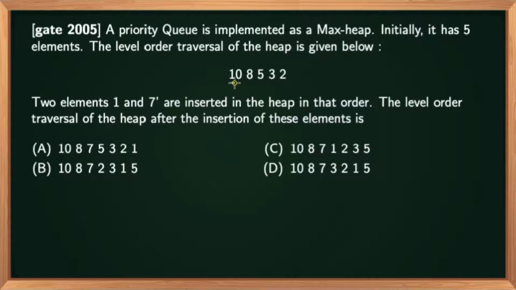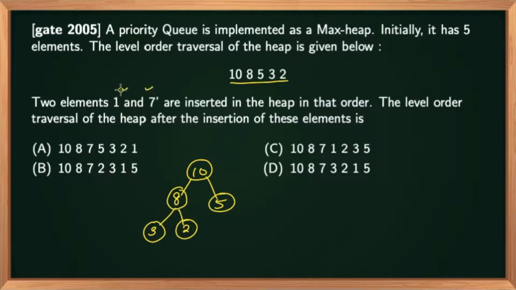So this is the level order traversal. So we know that the heap will be 10, right? It is very easy to draw the heap once you have the level order traversal. This will be the heap. So we have to insert 1, right? So 1 we have to insert here. We can directly insert here because the root is having the higher value.